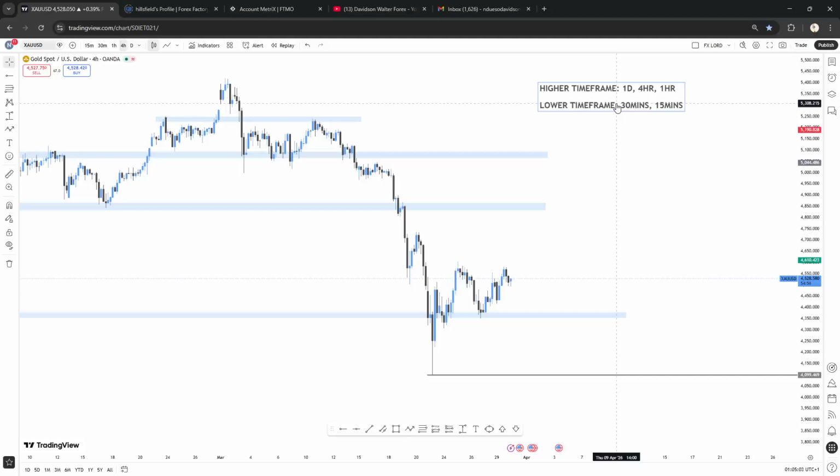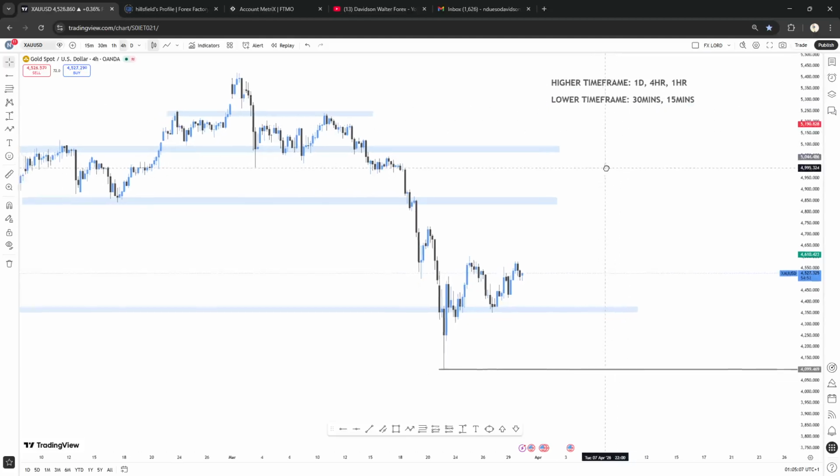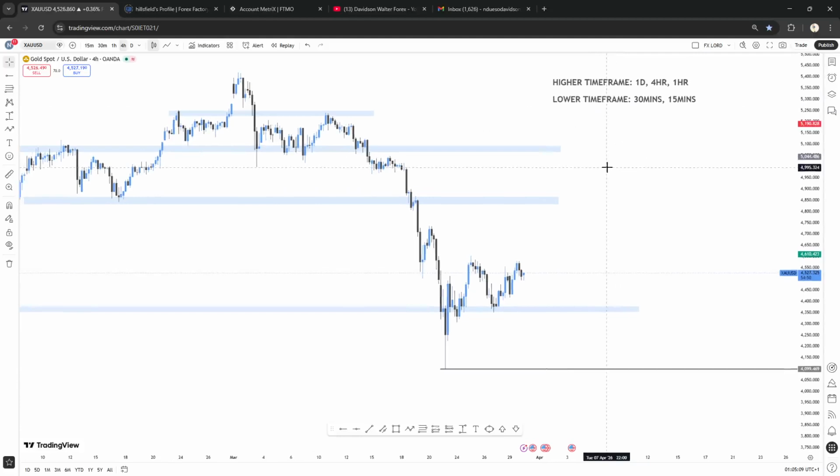I stick with the 30 minutes. I don't go below that, because I'm building a structure. For you to come from the 1 day to 4 hour to 1 hour, you must have seen something already. So I only use 30 minutes for my entry, to confirm my entry. That's the only thing I use 30 minutes for, which is the lower time frame. I don't go below it most of the time.